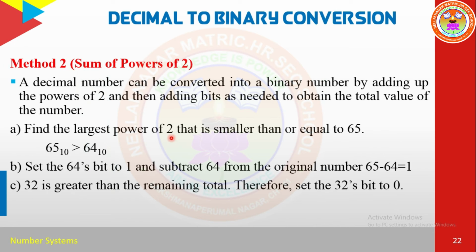The next method. So the first method, repeated division by 2, is over. The next method is the sum of powers of 2 method.